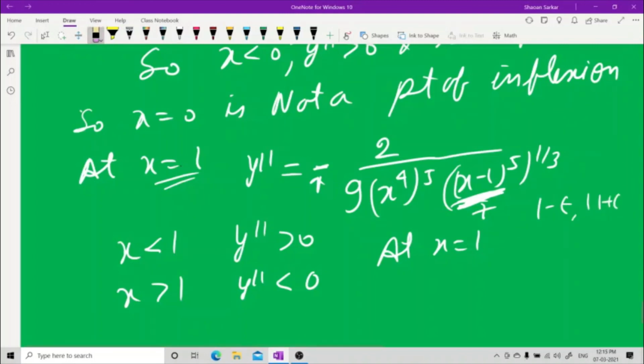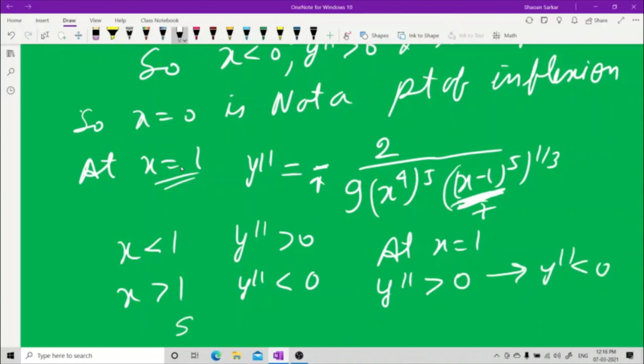And near x equal to 1, it's always near. हर समय पॉइंट के आसपास होता है, near the point, not far away. हर समय आसपास ही होता है. At x equal to 1, y double dash x changes from greater than 0 to y double dash x less than 0. So x equal to 1 is a point of inflection.